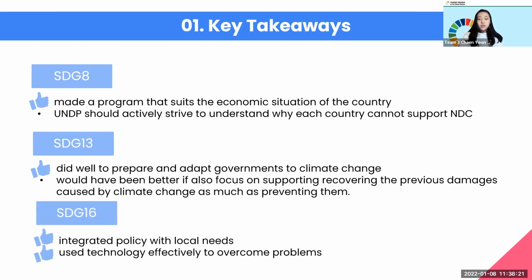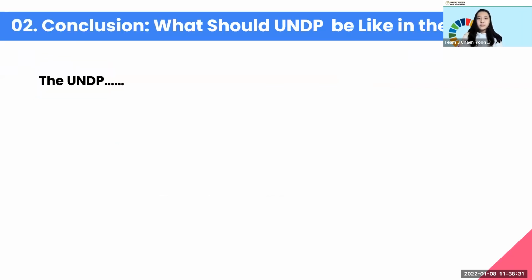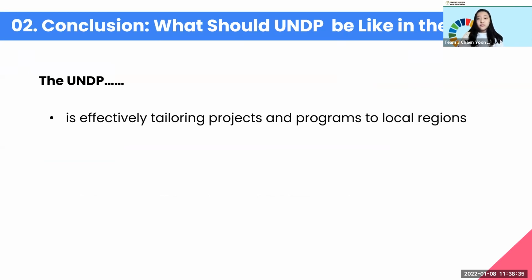Finally, in SDG 16, UNDP integrated its policy with local needs, and in the case of the Ombudsman Institution, it used technology to overcome problems. In conclusion, UNDP is trying its best and is effectively tailoring projects and programs to local regions thanks to extensive communication between different affiliated parties.